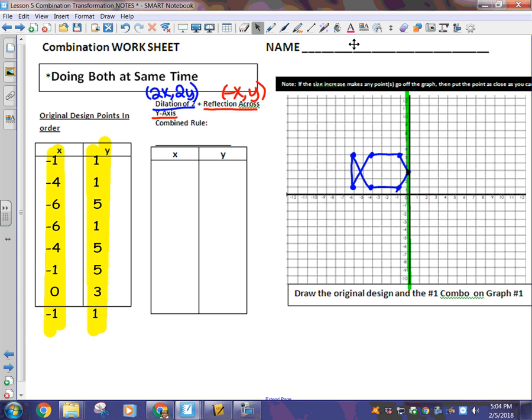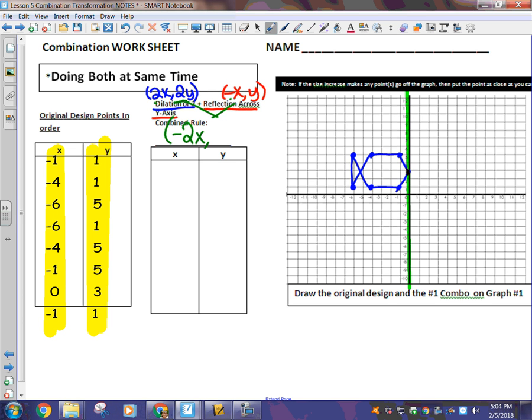Now what I'd like to do is write a combined rule that will actually bring both of these things together. I want to blend everything from one rule and everything from the other rule together. The first one says I'm going to multiply everything by 2, and the second one says my x's are going to go opposite. So I'm going to do both of those. I'm going to make it go opposite and multiply it by 2, and that's what's going to happen to every x. So I've actually pulled and combined both of those together.